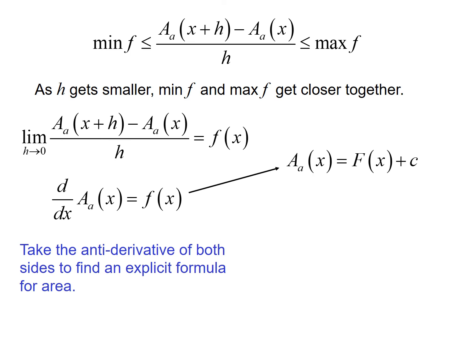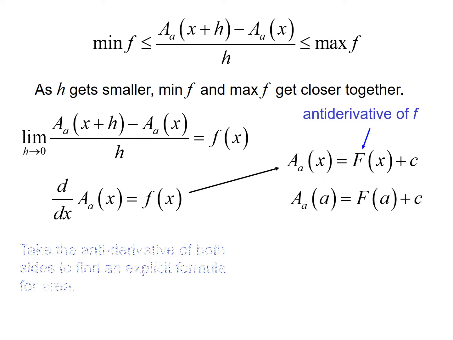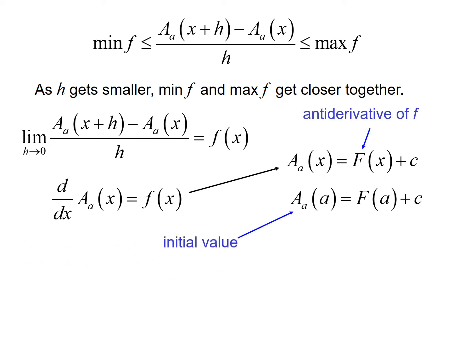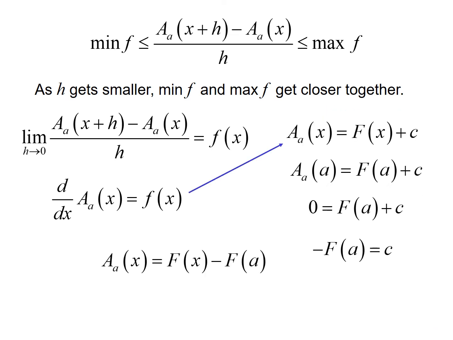Which means the area from a to x equals the antiderivative of f, which we'll call capital F, plus some constant c. Now if we plug in our initial value a, the area from a to a is 0 because there's no width to that interval, which means c equals negative F of a. So the area from a to x equals the antiderivative of f at x minus the antiderivative of f at a.